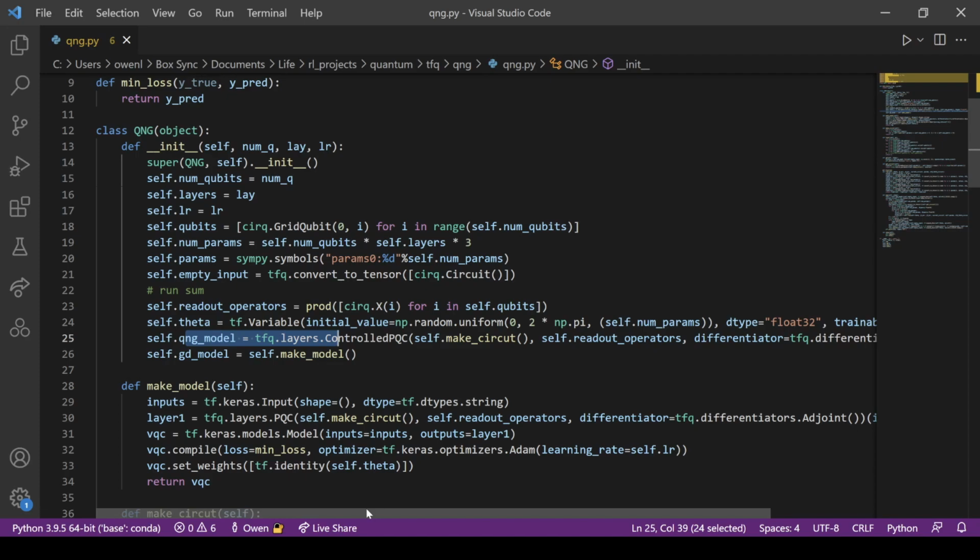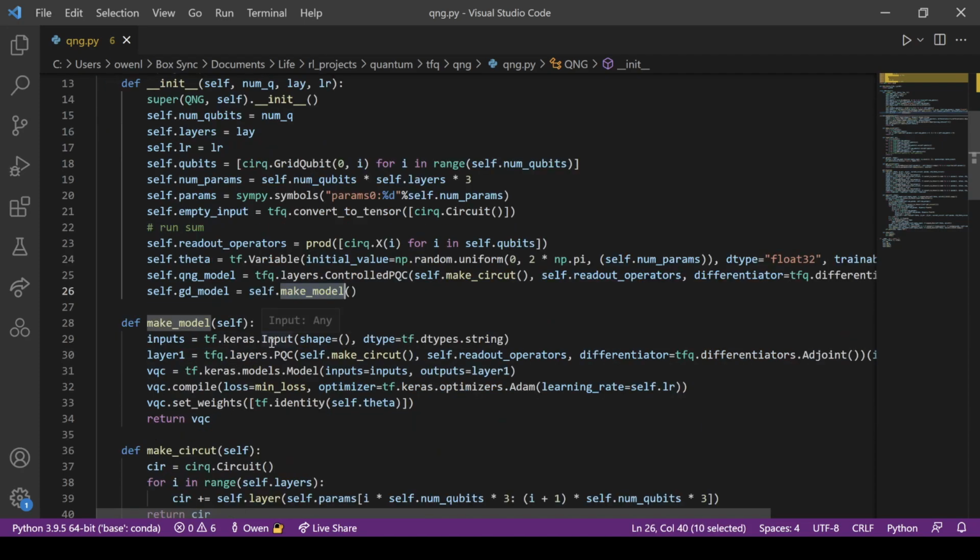So we don't want just a normal model, but for now we're going to skip to the gradient descent model, which has our usual string input, the readout operators, adjoint differentiation, of course, for speed, and our circuit. We specify this loss function and Adam using the specific learning rates. We set the weights to be theta. This is just a way to copy this variable, so they share the exact same initial weights, so we don't cheat and one gets lucky on the initialization.